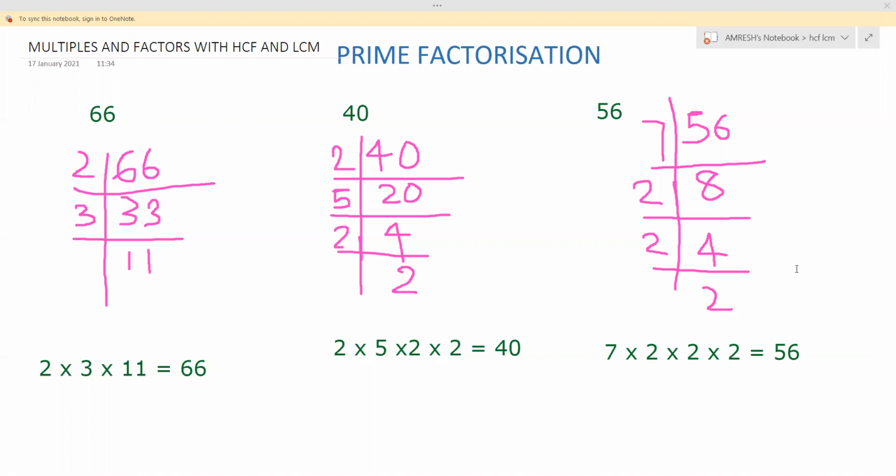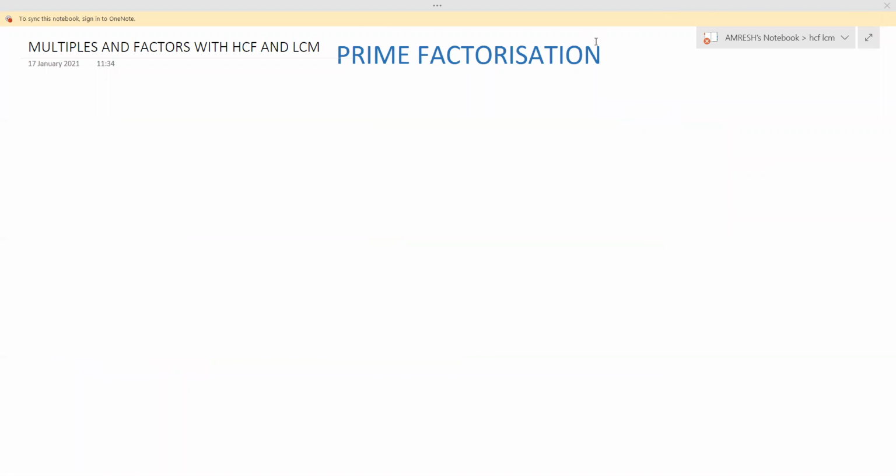Okay. Now some task I will give. You have to do it at home and bring it in the next class, or you can mail me the answer. Okay. By the factor tree method and also by the division method, you have to prime factorize 96 and 90 and also 100. These three numbers you have to prime factorize and give me the answer. Okay.